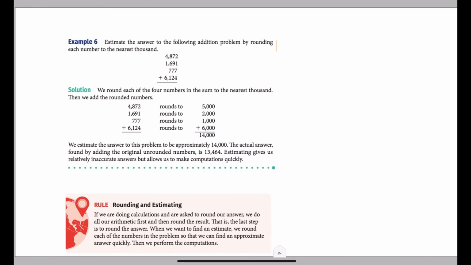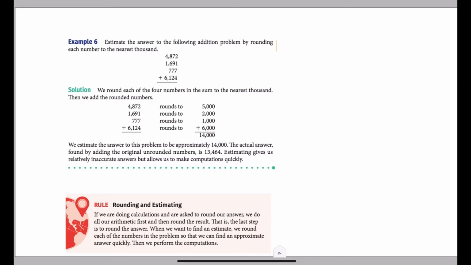Okay, so that's kind of the segue into the next example. Example 6: estimate the answer to the following addition problem by rounding each number to the nearest thousand. So this is a little different than what we're doing when we're calculating and then we're rounding. This time we're estimating. And when we're estimating, that is when we'll round before we calculate. So for rounding, we calculate first and then we round. If we're estimating, we round first and then we calculate.